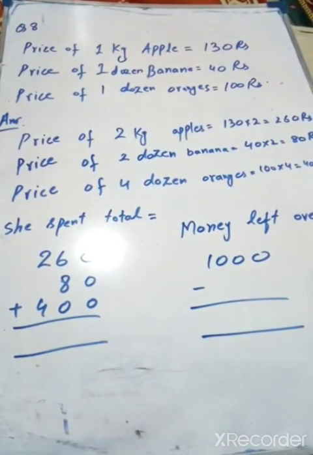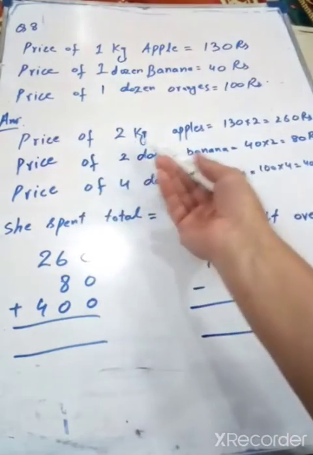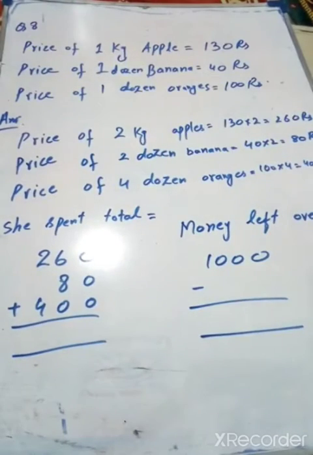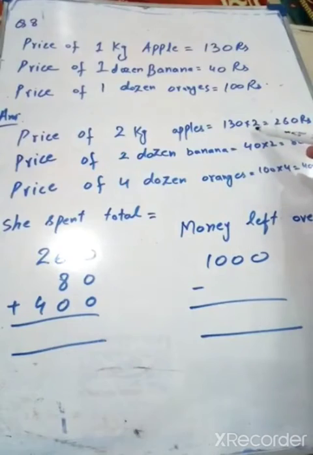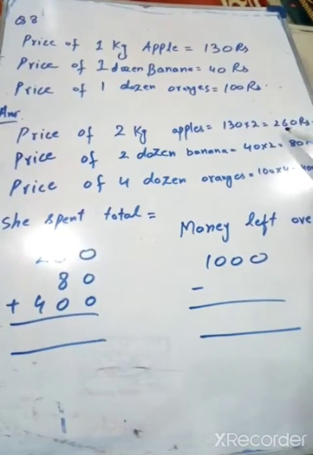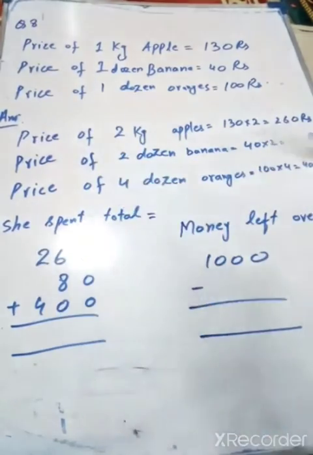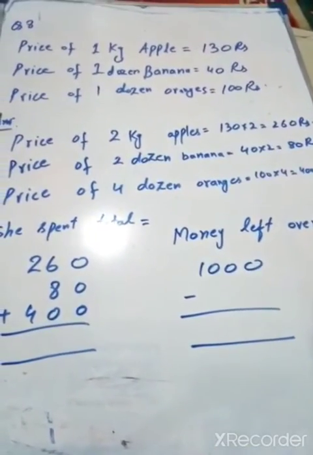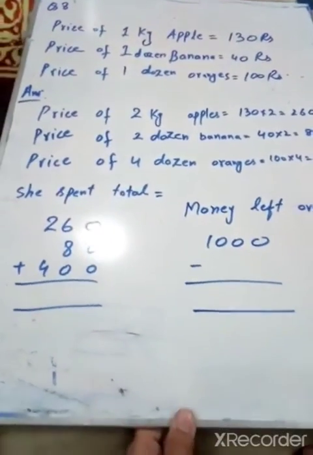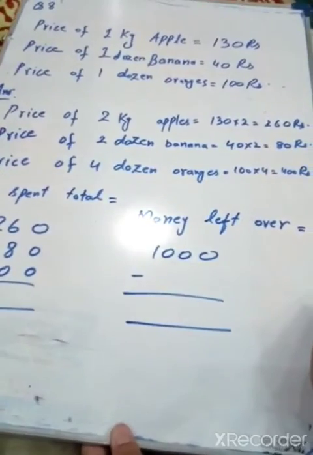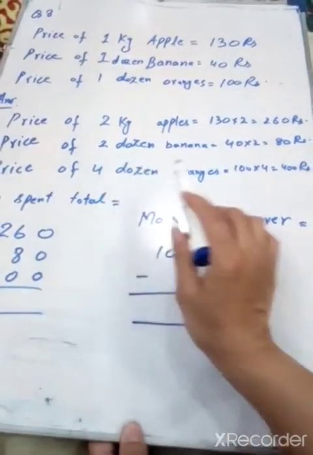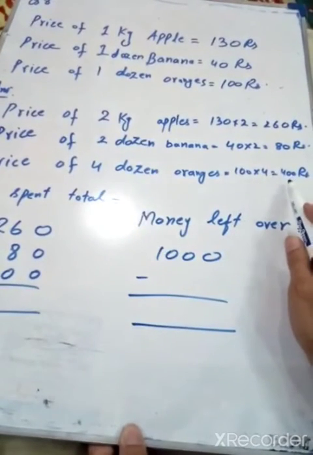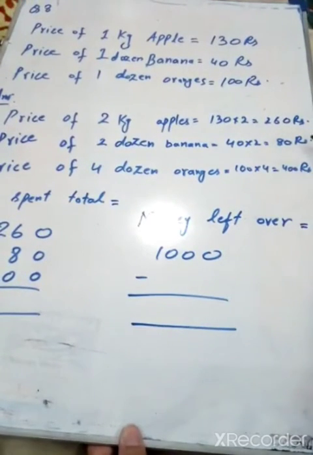For writing the answer, first we have to find the price of 2 kg apples because she buys 2 kg apples. To find the price of 2 kg apples, multiply its price with 2. 130 multiplied by 2 is 260 rupees. So price of 2 dozen bananas is equal to 40 into 2, which is 80 rupees. So price of 4 dozen oranges is equal to 100 multiplied by 4, which is 400 rupees. Here we have to find the prices of the required fruit.